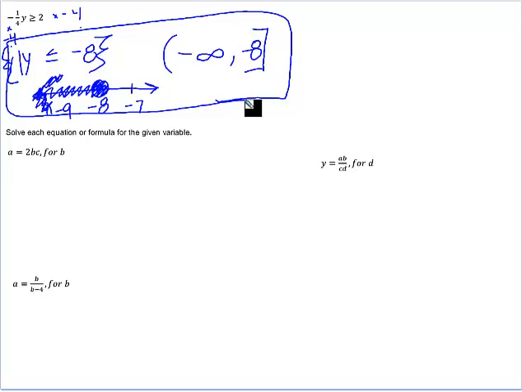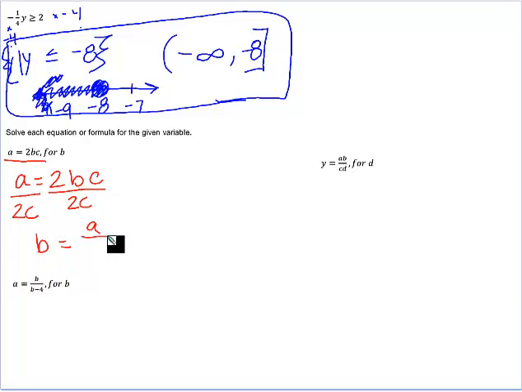All right, we also should be able to solve each equation or formula for a given variable. So isolating one particular variable. So here we have a equals 2bc, and we want to solve this for b. Well, to solve for b, we want to isolate the b. So to get this b alone, we'd have to divide by 2c. So b would be equal to a divided by 2c. So you're just picking one of the variables and you're isolating it. You're just viewing everything else as integers.